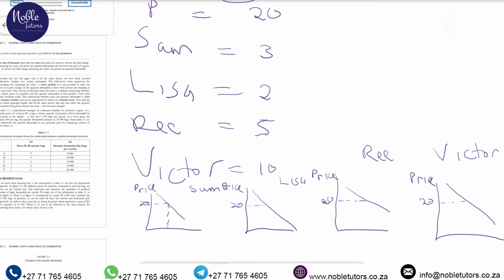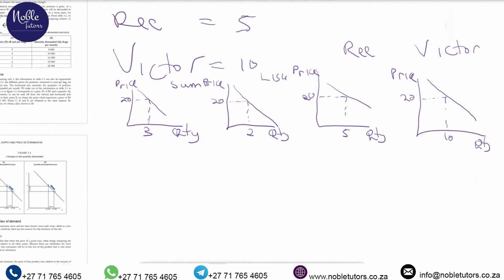We say Sam demands 3 units. Lisa demands 2 units. Ree demands 5 units. Then lastly, Victor demands 10 units. So these are individual demand curves.